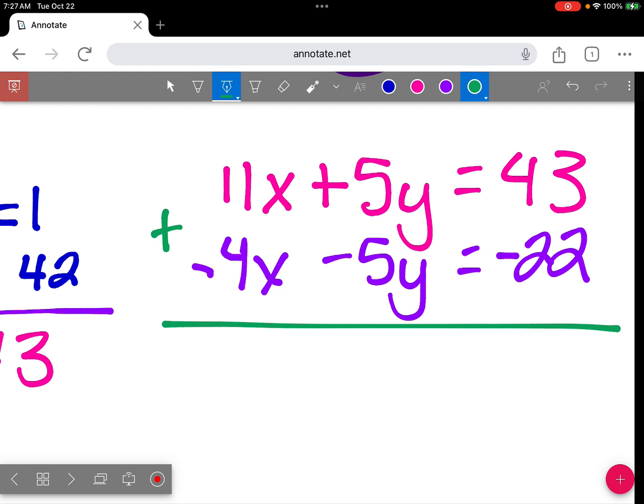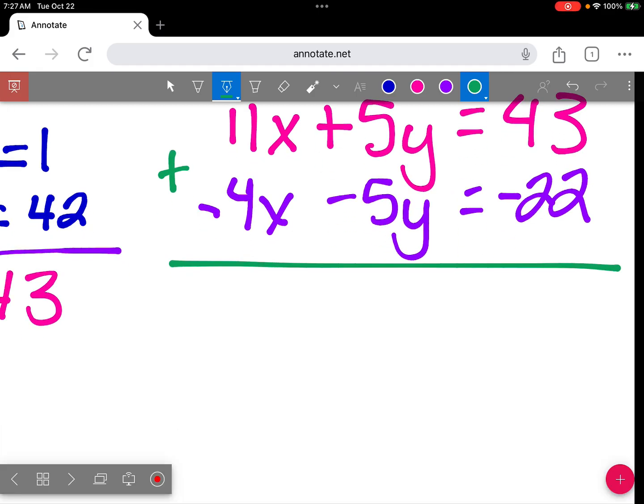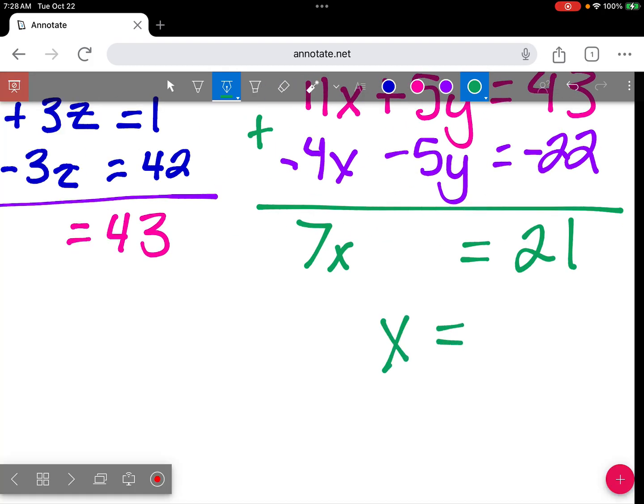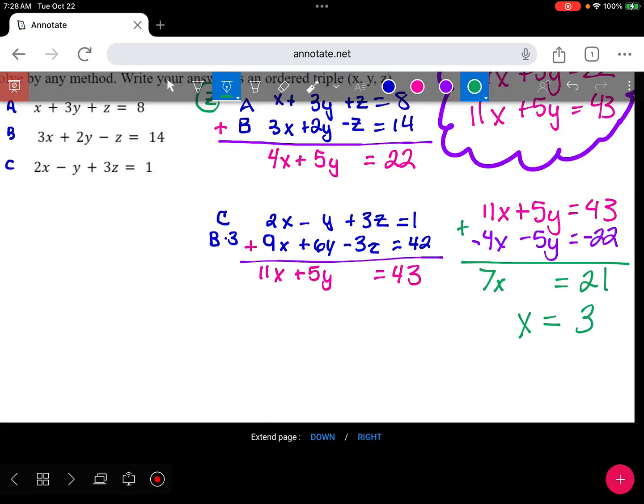So I've got 11x plus -4x. What are we going to get there? My y's cancel. We get 21. So what does x equal? 3. Woohoo, we have our first piece. So I know x equals 3. That is one piece of our solution.